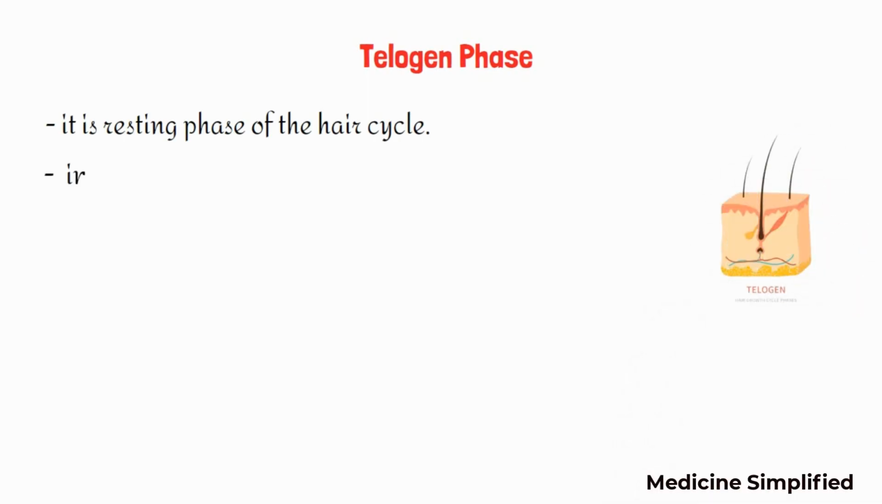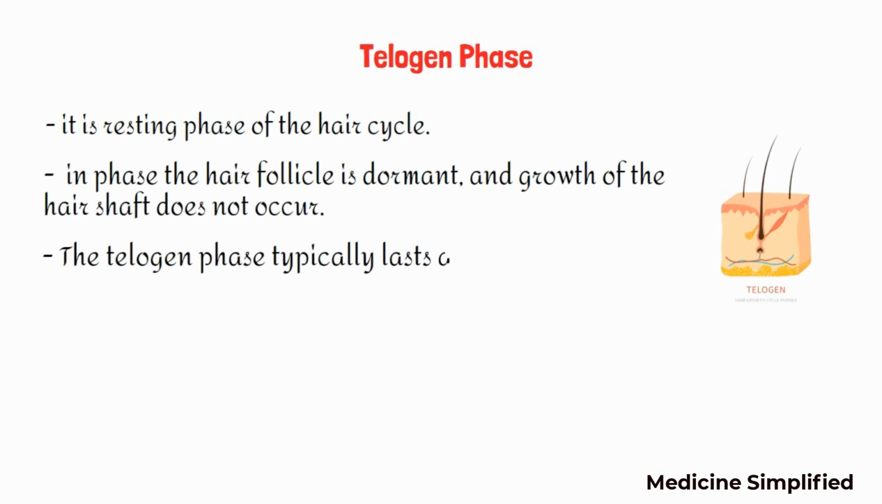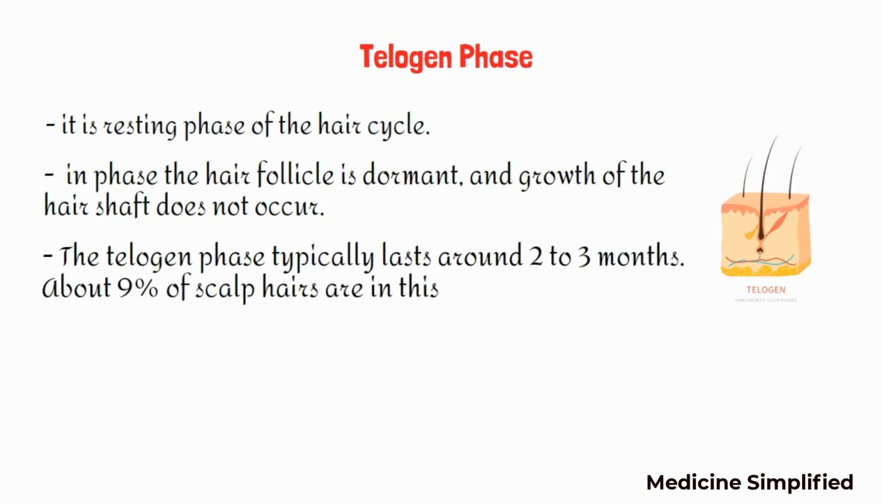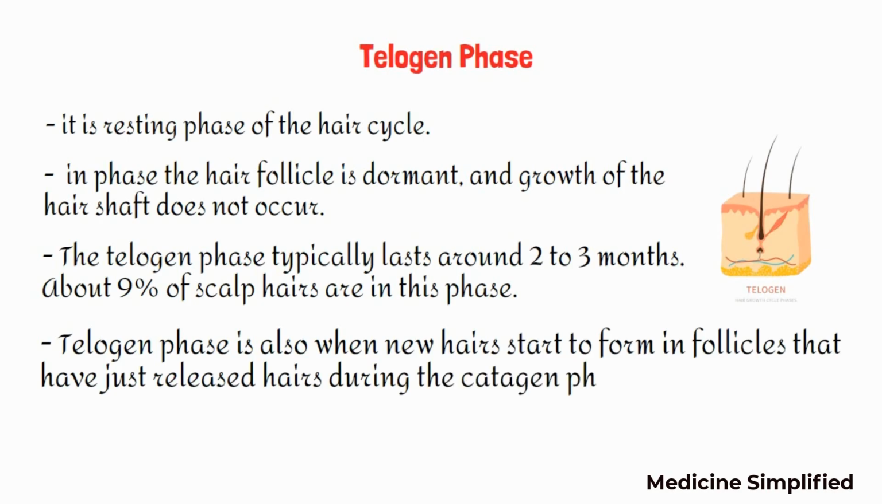Coming to the next phase, the Telogen phase, it is a resting phase of the hair cycle. In this phase, the hair follicle is dormant and growth of the hair shaft does not occur. The Telogen phase typically lasts around 2 to 3 months. About 9% of scalp hair is in this phase.